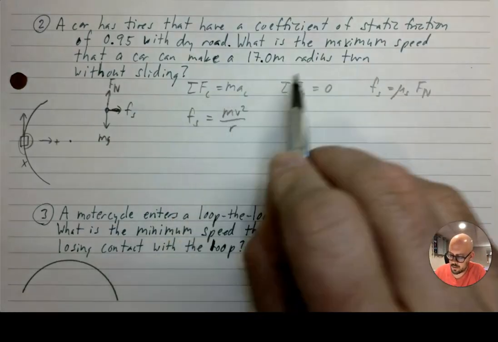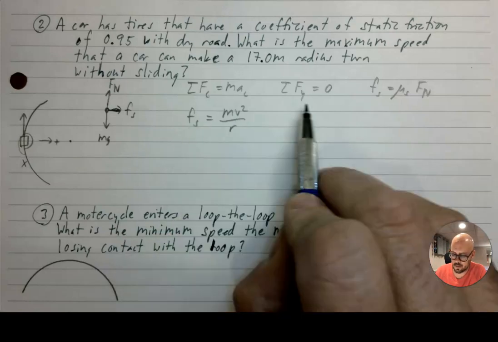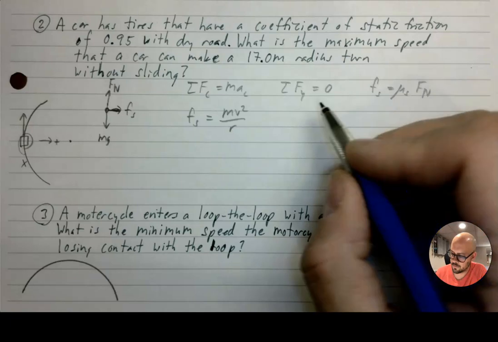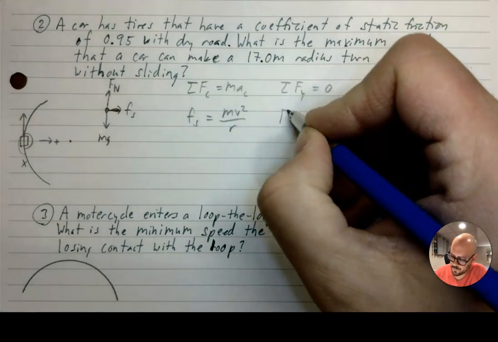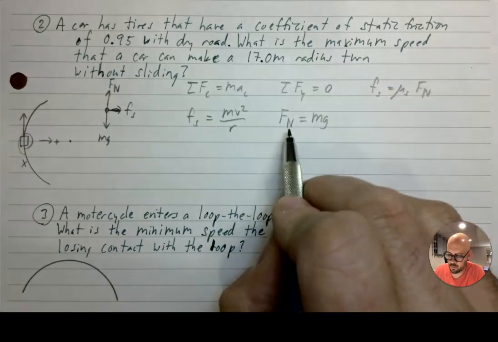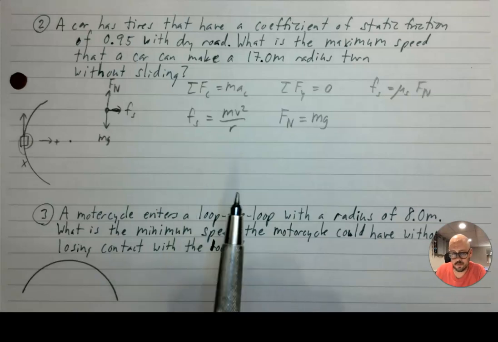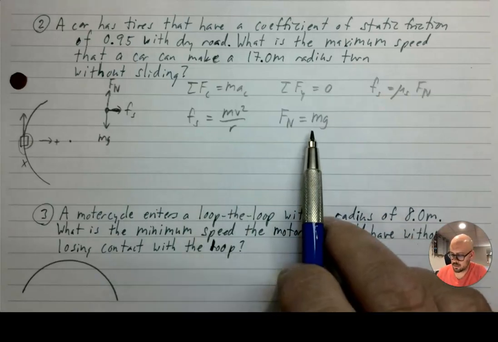This means because I need to know the maximum speed, I need to know more details about static friction. So I'm going to work my way across right now. The net force in the y direction is 0. This is a car that we're going to imagine is on flat ground, so the normal force is equal to mg. I'm not given the mass of the car. That's kind of been a theme of this unit, and so I'm not going to be able to calculate that.